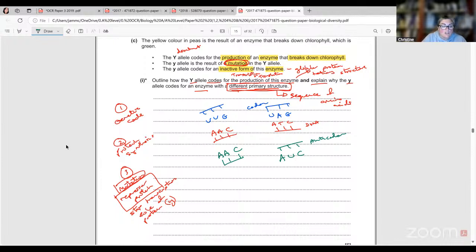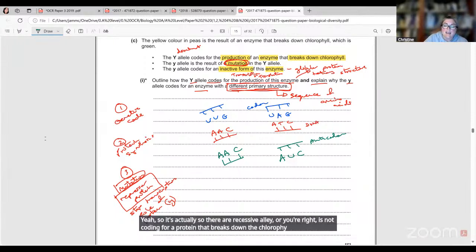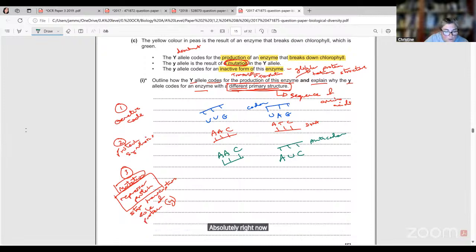Yeah, so the recessive allele, you're right, is not coding for a protein that breaks down the chlorophyll. It's actually preventing the breakdown of the chlorophyll, which therefore keeps it as the primary pigment, which is why it's green. Absolutely right.